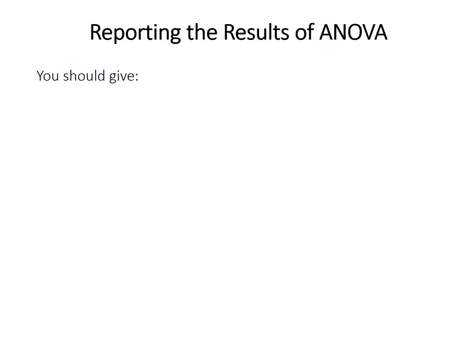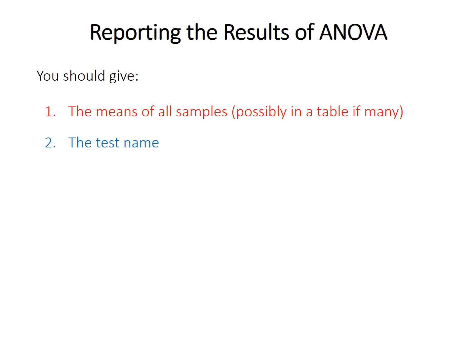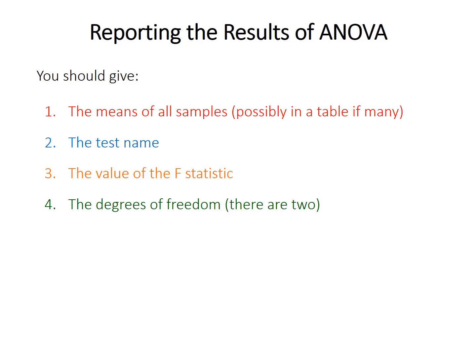So when reporting the results of an ANOVA, you should give the means for all samples. If there are 3 or 4, you can do that just in the text, but you may want a table if there are quite a lot of them. You should report the test name: ANOVA, or one-way ANOVA technically. You should give the value of the F statistic, the 2 degrees of freedom, and finally the p-value.